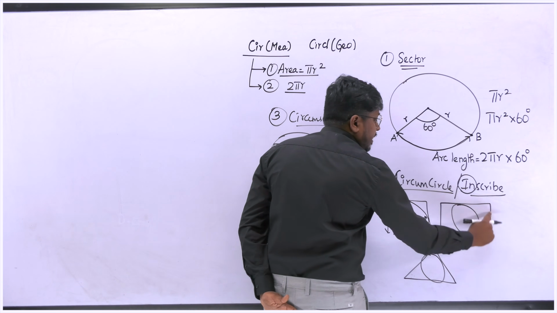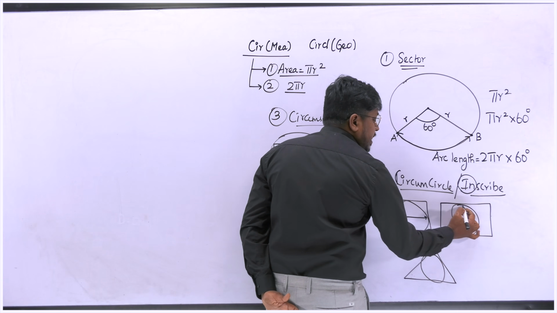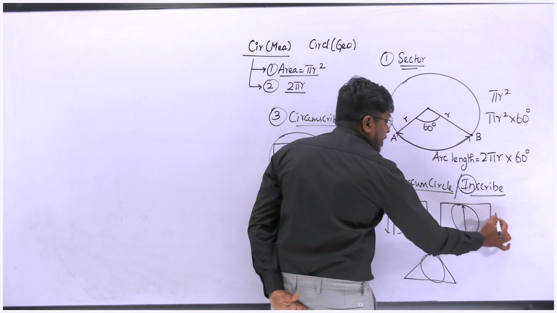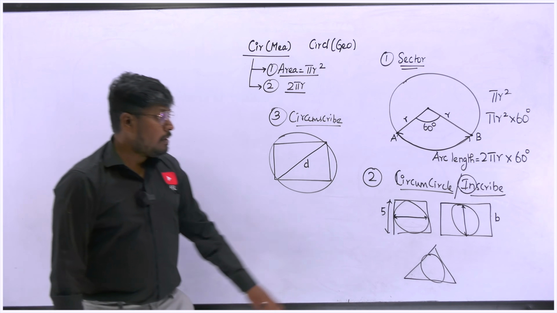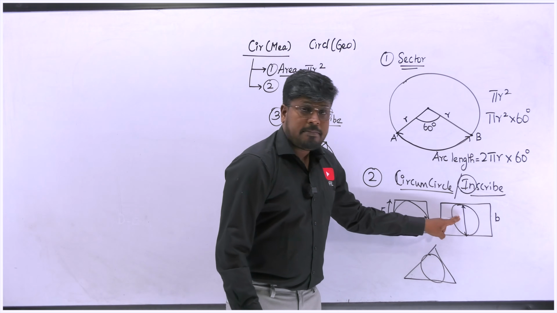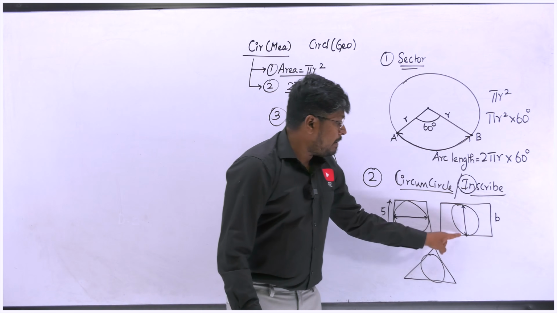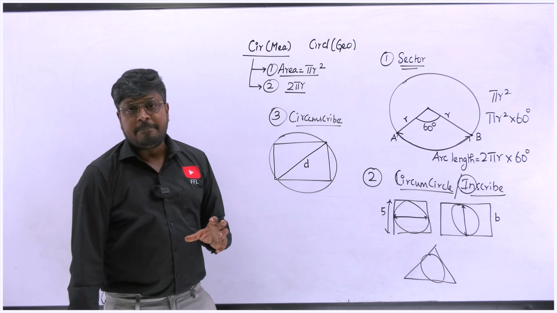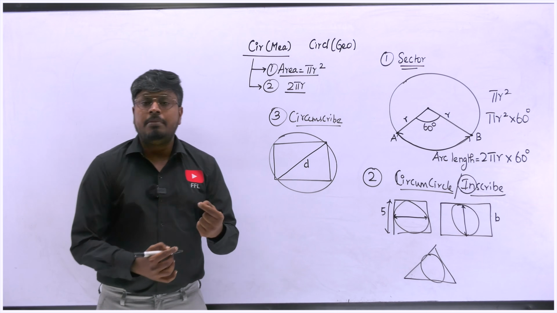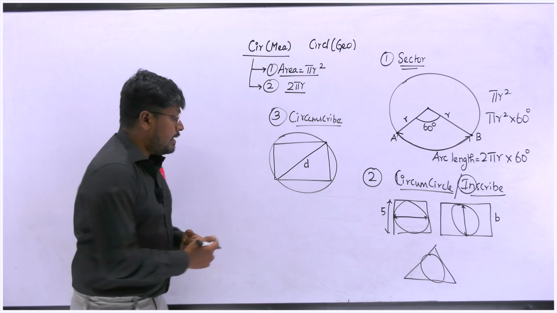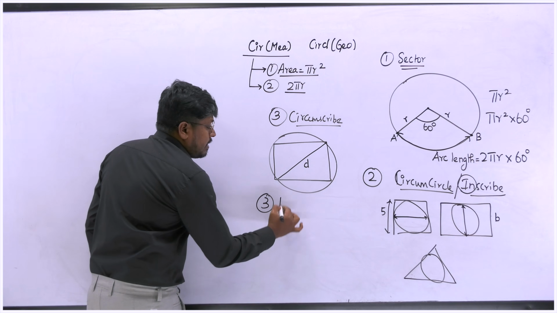If it is a rectangle and we need to find the diameter of the circle, remember that the breadth will always be equal to the diameter of the circle. The length will not be the diameter, only the breadth will be equal to the diameter of the circle, right? And then one new formula alone you have to learn here, that is the equilateral triangle formula.